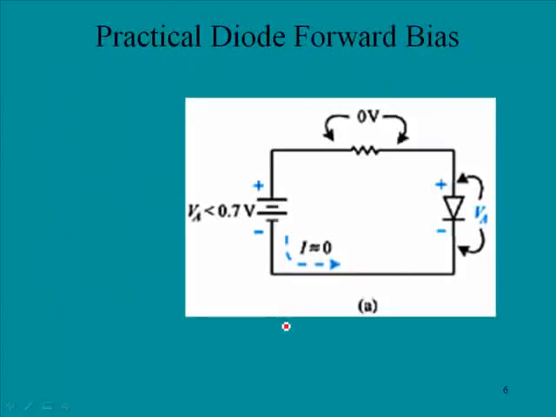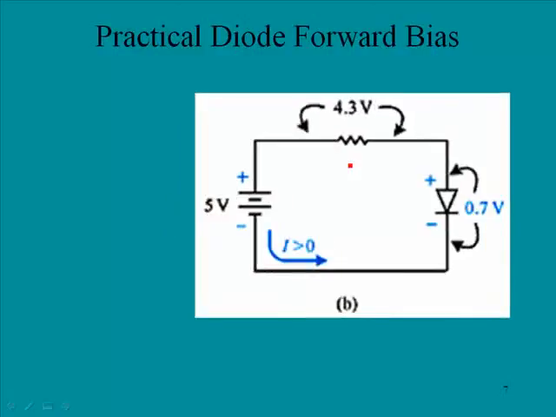And practical diode forward bias. Okay, here we have a situation. The applied voltage is less than 0.7 volts. Now remember, to forward bias a diode, we had to place more than 0.7 volts across it. With less than 0.7 volts, we won't be able to overcome the barrier potential, and so this will act like an open, and there will be no voltage drop in the circuit.